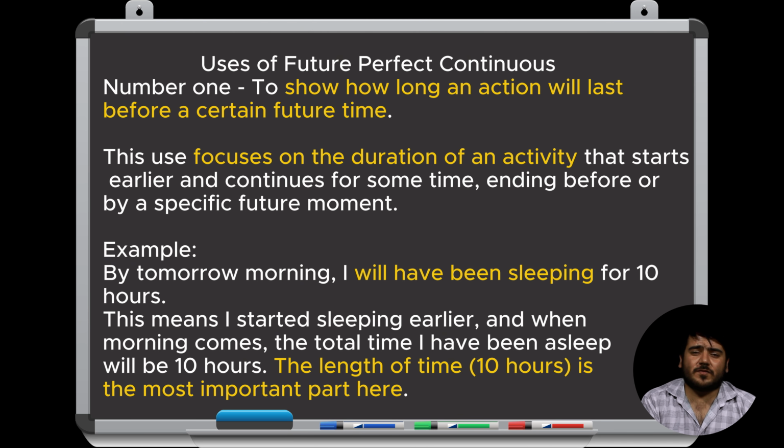Example, by tomorrow morning, I'll have been sleeping for 10 hours. This means I started sleeping earlier, and when morning comes, the total time I have been asleep will be 10 hours. The length of time, 10 hours, is the most important part here.